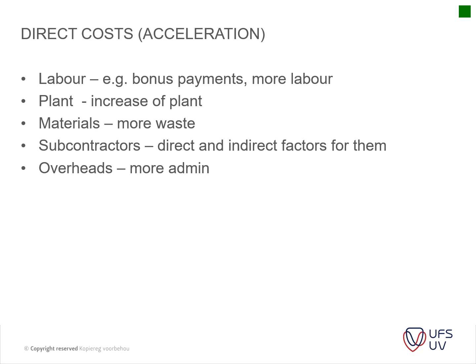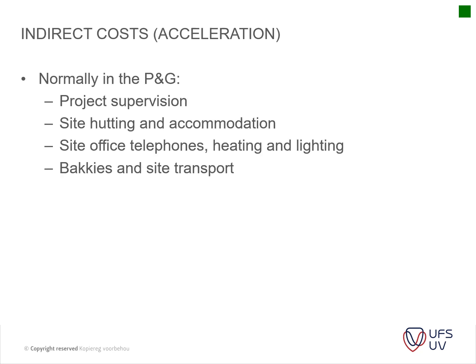Okay, so then we look at our direct costs. You've got your labor, e.g. bonuses, more labor is needed if you accelerate it. Your plant, you need to increase your plant. Material, more waste is produced. Subcontractors, direct and indirect factors for them, overheads and more admin, etc. Okay, so these are items that contribute to your costs.